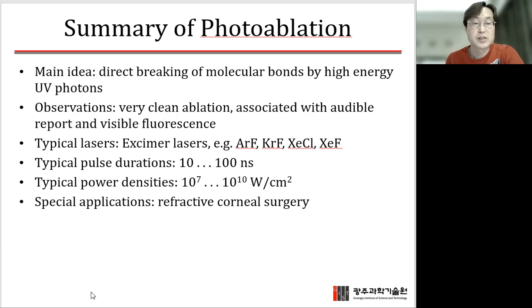And the special application of photoablation is refractive corneal surgery, so using LASIK or LASEK. However, these days, the femtosecond laser is actually becoming more and more popular for eye and corneal surgery.